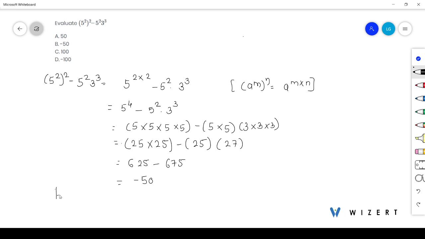Hence, (5²)² − 5² × 3³ is minus 50. That is, our answer is minus 50. From available options, we have option B as minus 50.